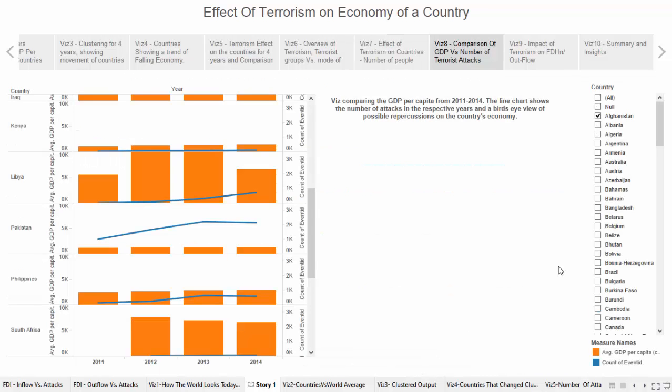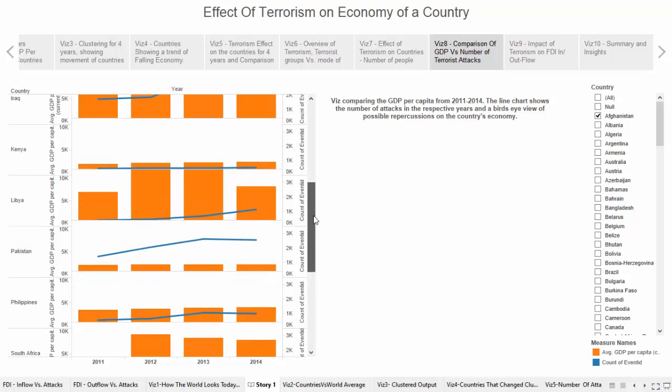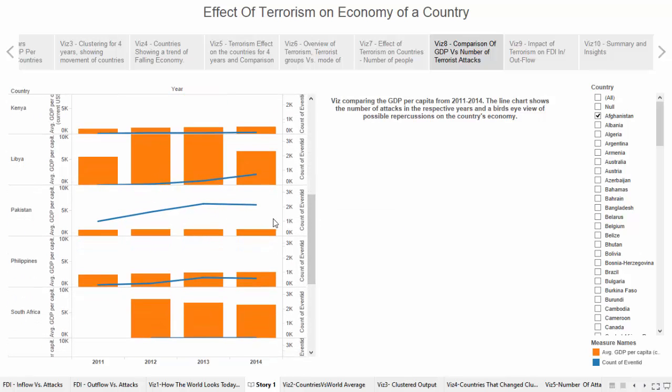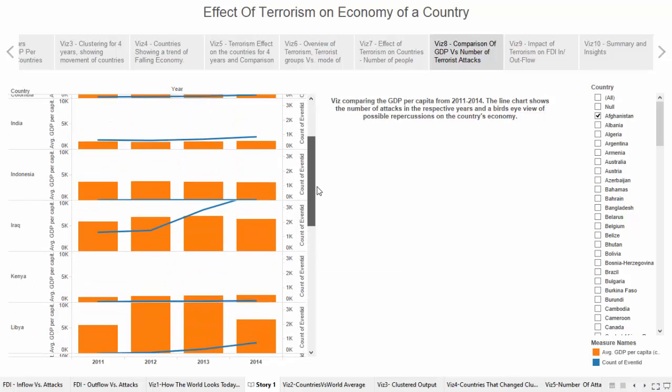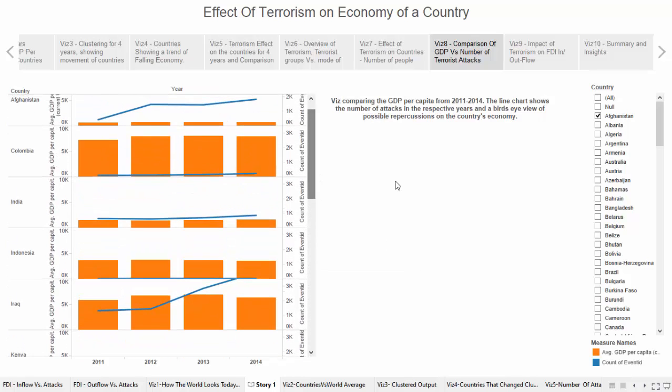To answer our previous question, we try to compare various economic parameters with the number of terrorist attacks for various countries. The first parameter which we selected here is GDP per capita. For a country like Libya, we can see that from 2012 to 2014 the per capita income has been decreasing, and for the same years the number of terrorist attacks has been increasing. Not only for Libya, this story holds true for many countries like Pakistan, Philippines, Kenya, Indonesia, Colombia, and so on.